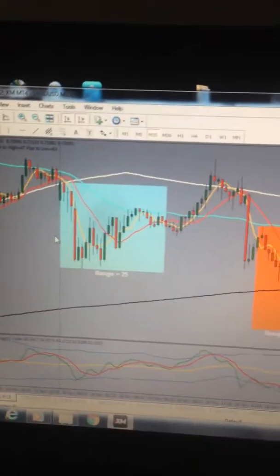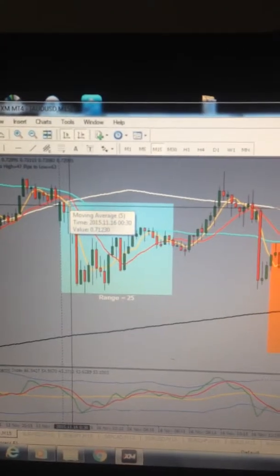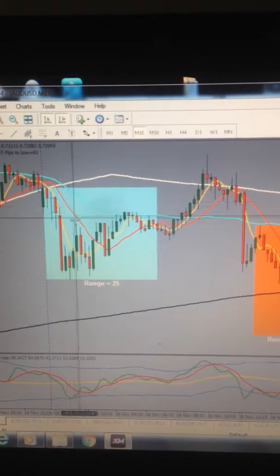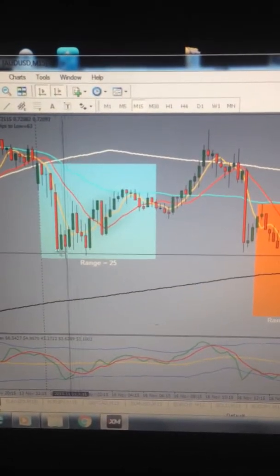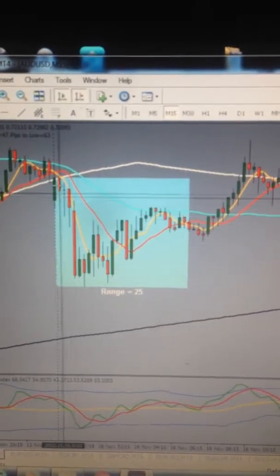Okay, as you can see right here, this is the Asian session. The range of the Asian session was 25 pips. This is the box, this is the Asian box.